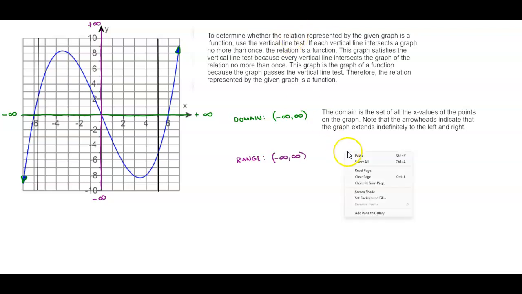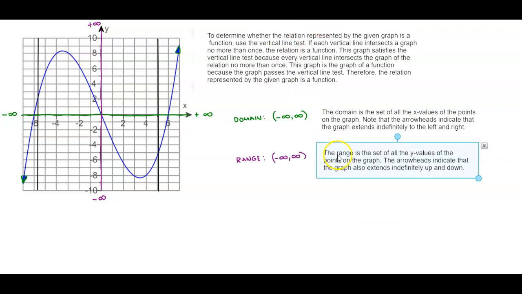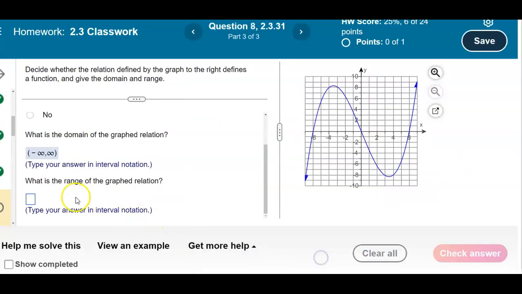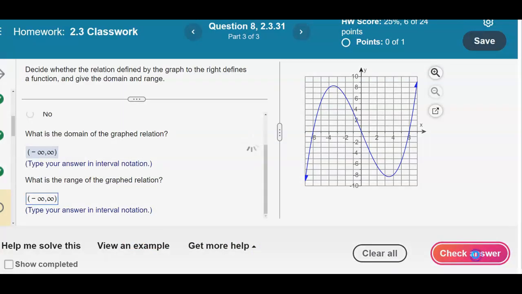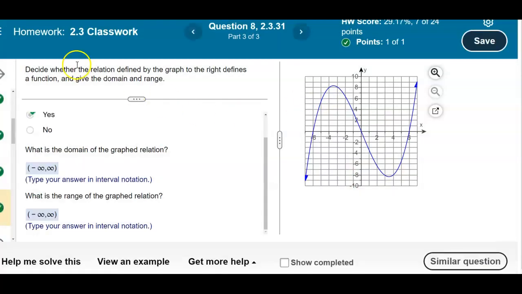And again, a more detailed explanation here. The range is the set of all the y values of the points on the graph, and the arrowheads indicate that the graph also extends indefinitely up and down. And so therefore, let's put in our answer. We have parentheses negative infinity, comma, positive infinity with the parenthesis. Check our answer, and there is our result.